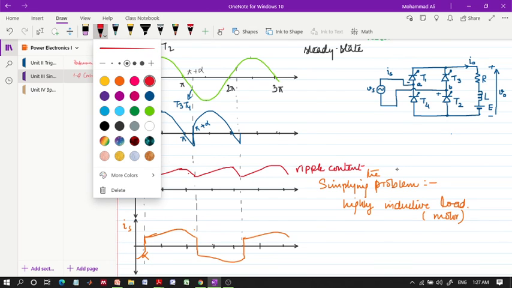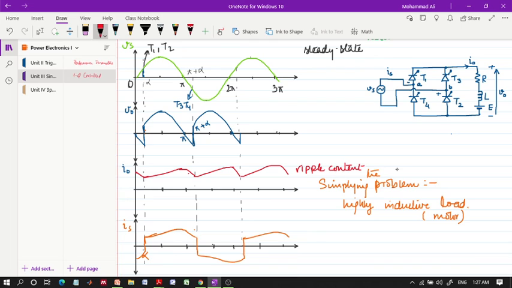That means the output current is exactly like this, that means DC. Okay, so what will happen to the source current? It will become square waves. If I just rub this off for your sake, what will happen to these? It should be like this.